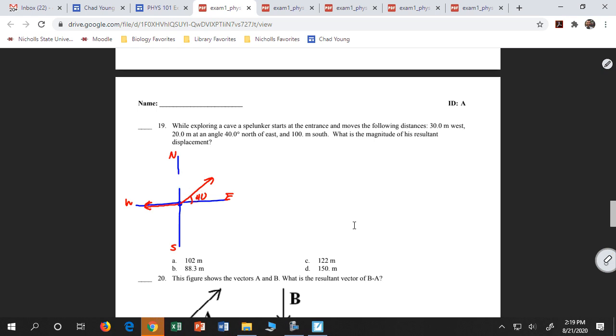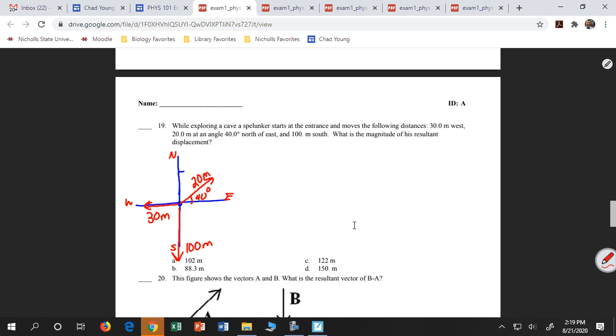And then the third vector is 100 meters south. So it's going to look like this. I had 30 meters to the west, and 20 meters at 40 degrees north of east. That was 20 meters, 40 degrees above east, or north of east. And I want to know what is the magnitude of his resultant displacement.